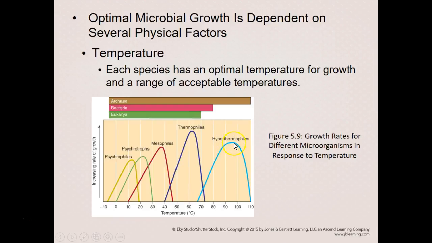And then the hyperthermophiles. Hyperthermophiles are organisms that grow best at around 90 to 100 degrees Celsius. They can grow at slightly higher and down to around 70 degrees Celsius.